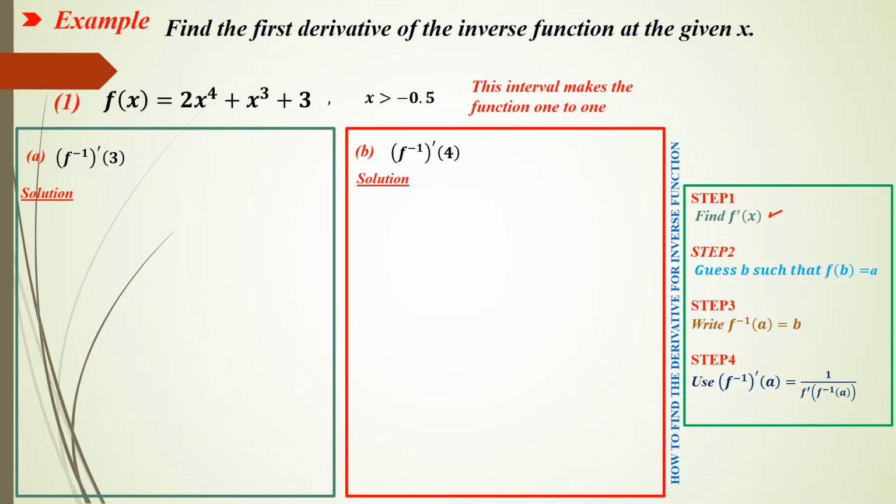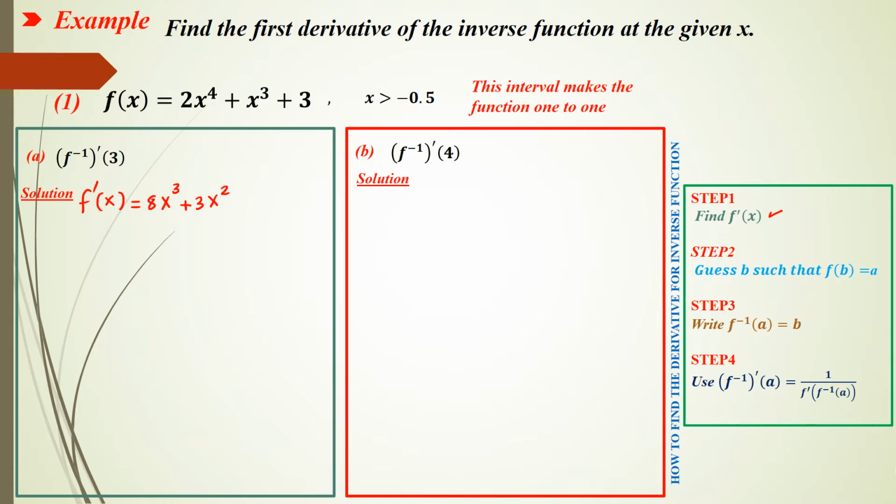So firstly you have to find f prime of x. This is the first step. So f prime of x equals 8x cubed plus 3x squared, and this is the first derivative of the function f.